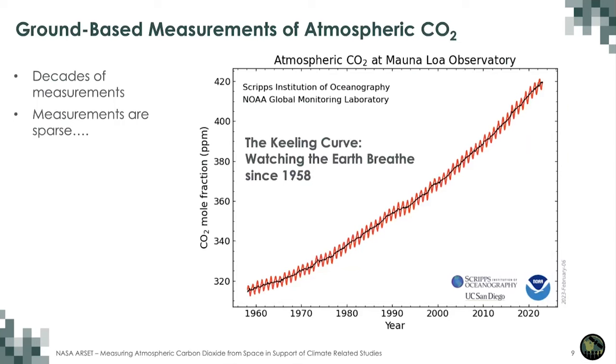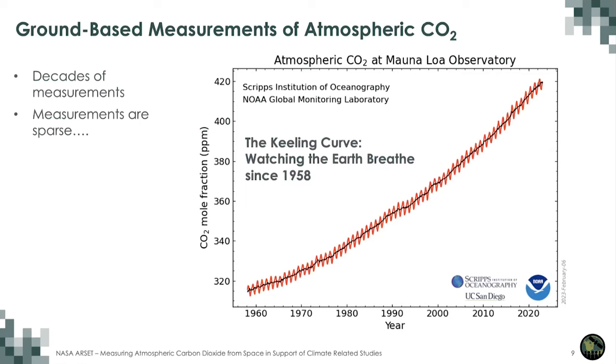CO2 has been measured in situ at ground sites for multiple decades. The figure on this slide is the Keeling curve, which is an iconic scientific figure. It's named after the scientist Charles David Keeling, who began a record of carbon dioxide measurements at the Mauna Loa Observatory in Hawaii in 1958, and that's been continued ever since. Mauna Loa, out in the middle of the Pacific Ocean, is considered to be remote from strong sources or emissions, and also remote from strong sinks or removals of CO2 from the atmosphere. So the measurements out there can be regarded as an estimate of background CO2 for the Northern Hemisphere.